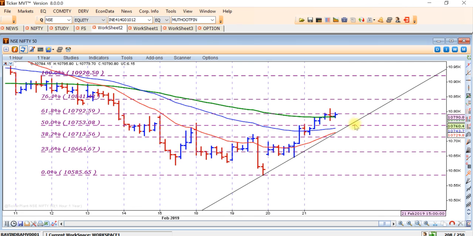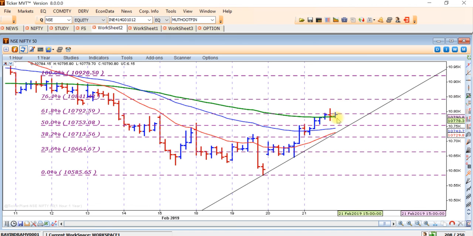And if in case it crosses this trend line at 10,753, then certainly I'll get an opportunity to go short, and in that case I will short Nifty, my target will be 10,713, and my stop loss will be 10,792. So if Nifty crosses this level to the south, there will be a shorting opportunity. If Nifty crosses yesterday's high, then the first target of Nifty will be 10,841.